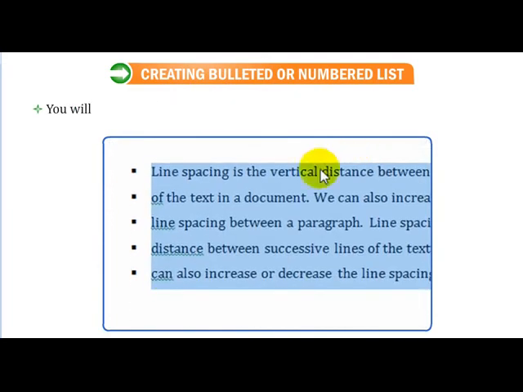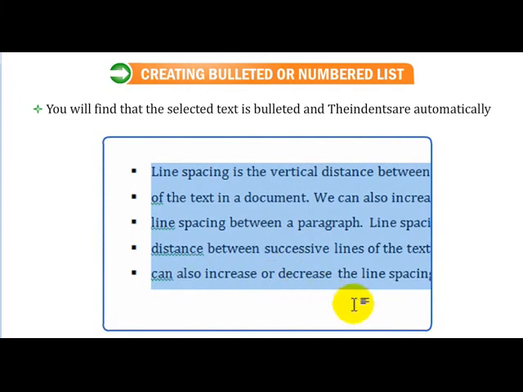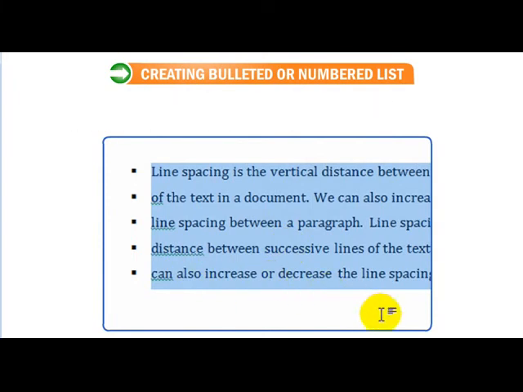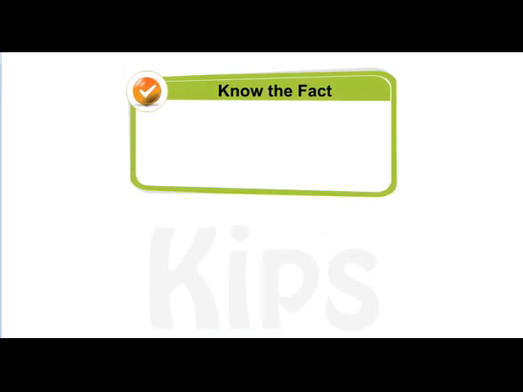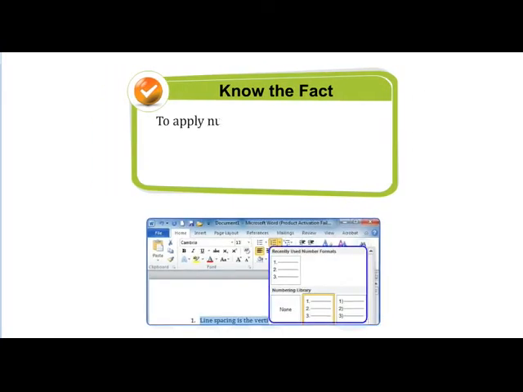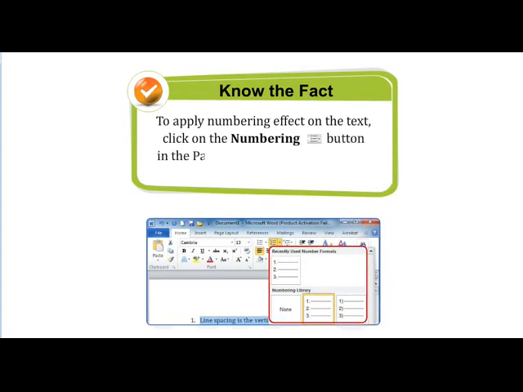You will find that the selected text is bulleted and the indents are automatically adjusted to separate the text from the bullets. Similarly, you can apply numbered list to the text. Students, note that to apply numbering effects on the text, select on the Numbering button in the Paragraph group and select the list style of your choice.